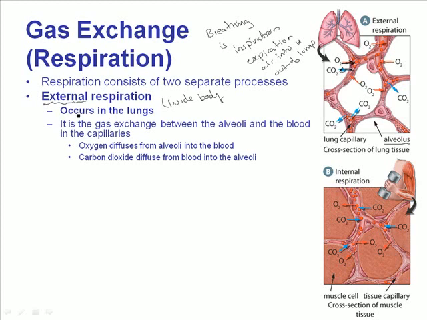So external respiration occurs in the lungs. It's the gas exchange between the alveoli and capillaries that surround the alveoli. The oxygen diffuses from the alveoli into the blood. The carbon dioxide, it's the reverse. It goes from the blood to the alveoli.